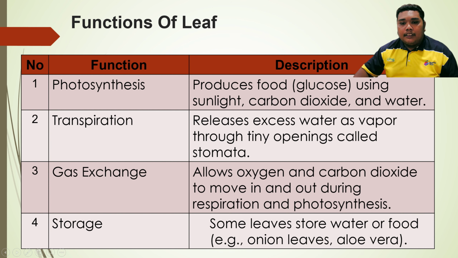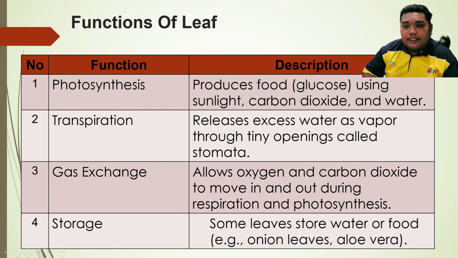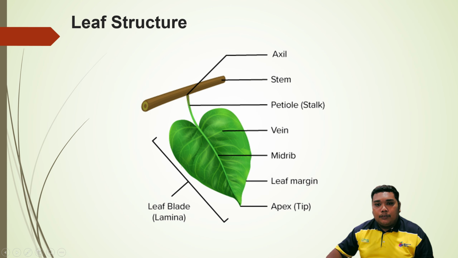Thirdly, gas exchange, allowing oxygen and carbon dioxide to move in and out during respiration and photosynthesis. Lastly, storage. Some leaves store water or food, such as onion leaves and aloe vera. Next, for leaf structure, we have axil, stem, petiole, or we call it stalk, vein, midrib, leaf margin, and apex. The vein, midrib, leaf margin, and apex we call the leaf blade or lamina.